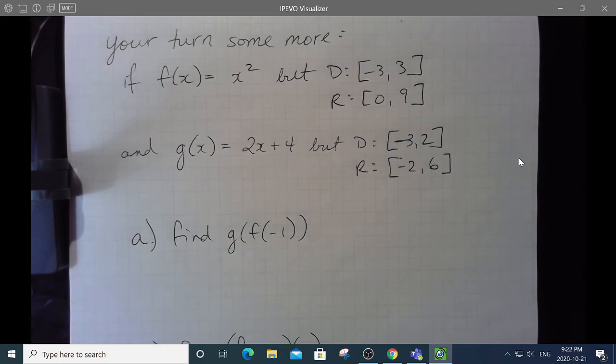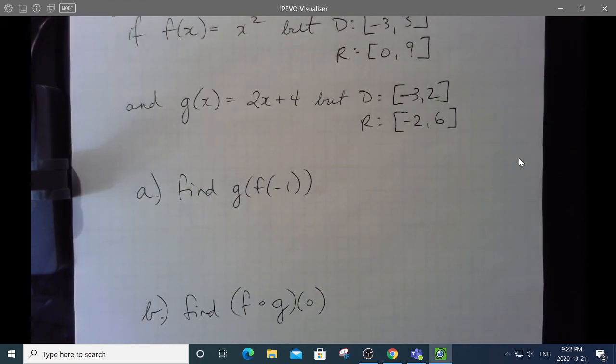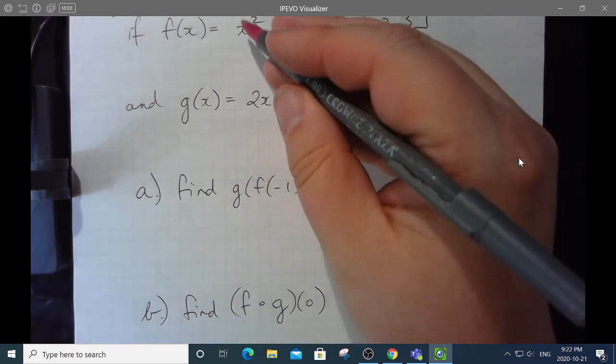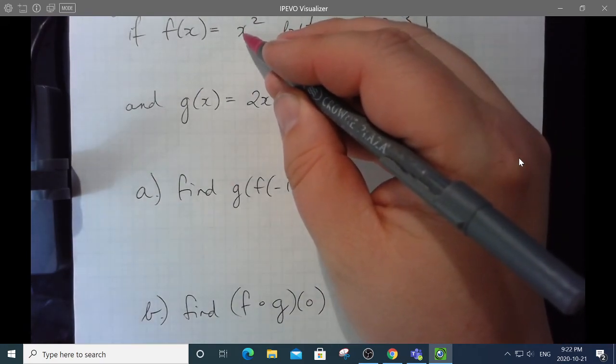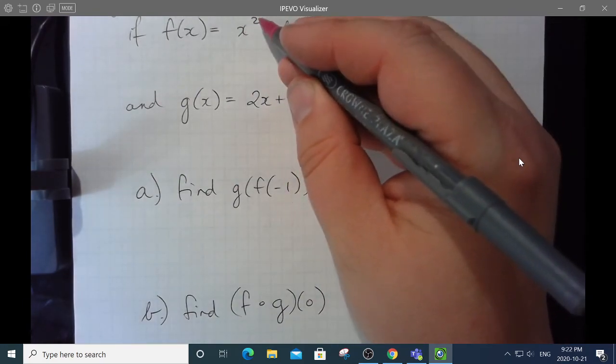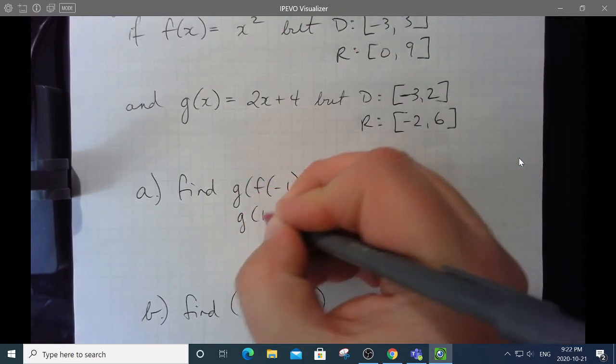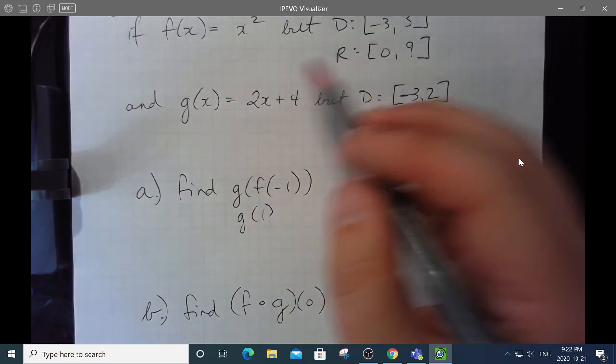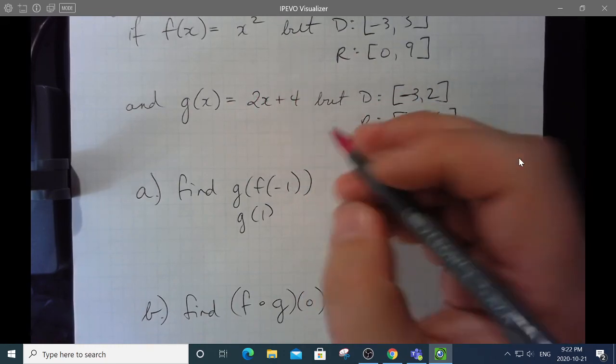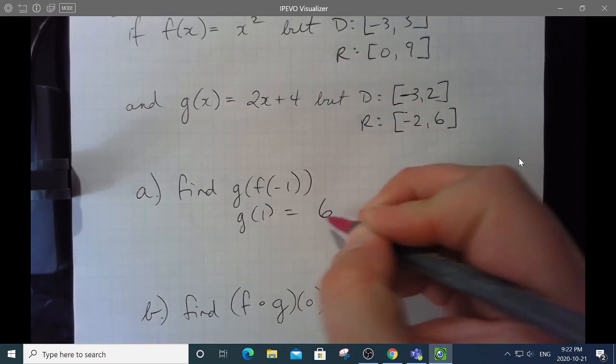Once again, I want you to try this yourself and see what you get. So, okay, take a second and give that a try. First of all, find g of f of -1. Did you try it? So f of -1 is putting -1 into this and squaring it. So -1 squared is 1. So this is really like saying g of 1. And when I plug 1 in here, I get 2 times 1 is 2, 2 plus 4 is 6.